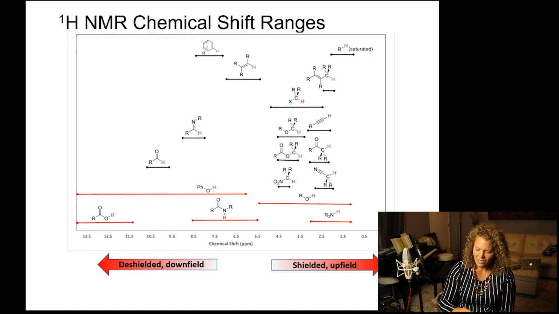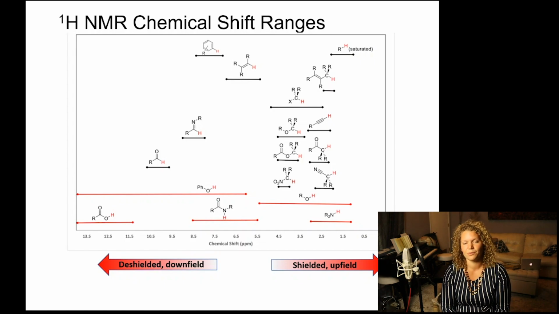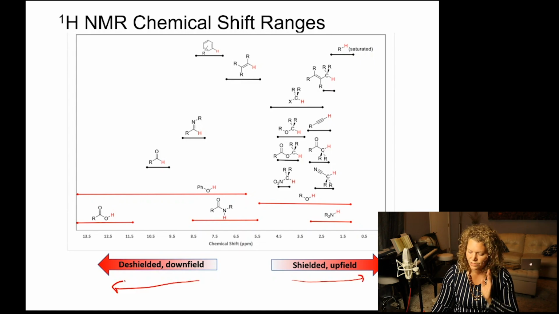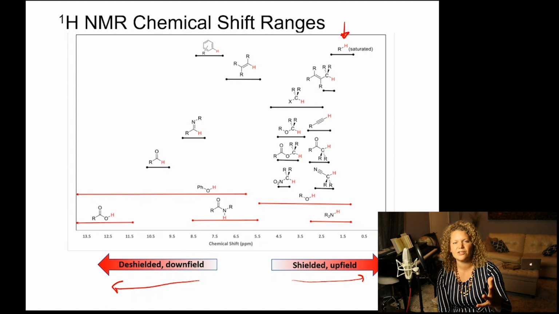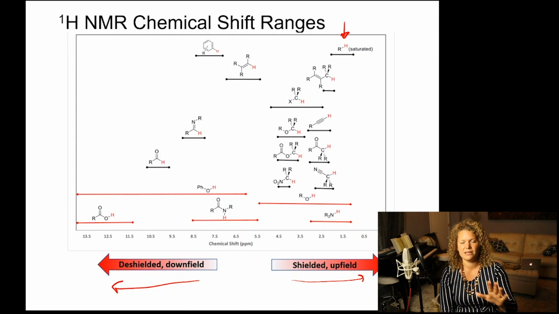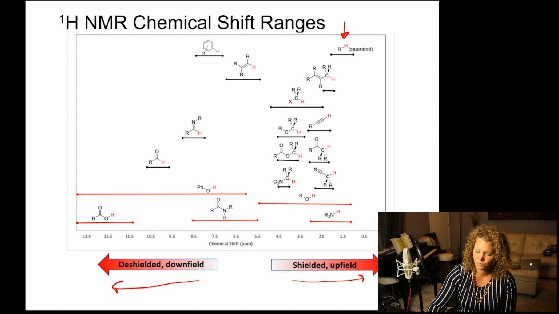So this here is showing our proton signals and the ranges in which we would expect to see them. What you're going to notice is that let's just start here with our saturated CH bond, sp3 CH bond, completely saturated. This would be reminiscent of our CH3 group on our ethyl bromide.